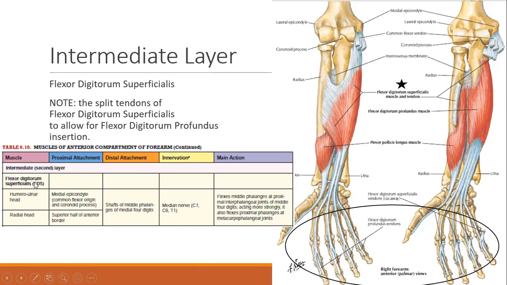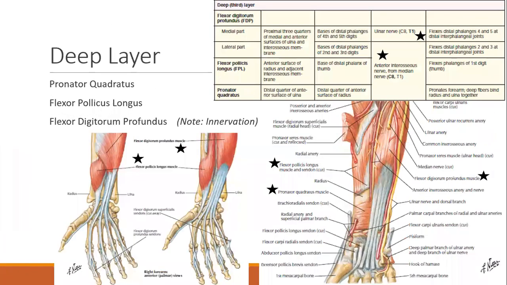So flexor digitorum superficialis is just median nerve. However, flexor digitorum profundus has split innervation. Flexor digitorum profundus has partial innervation by ulnar nerve and partial innervation by median nerve. We call it the ulnar half and the median half. So when you're learning about your hand, you learn that the ring and the pinky finger are mostly ulnar nerve versus the index and the middle finger are mostly median nerve. So that's how it's split with flexor digitorum profundus.